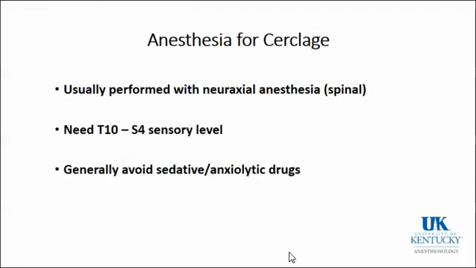Finally, anesthesia for cerclage is another topic I was supposed to cover. As most who've been on OB know, this is generally performed with neuraxial anesthesia, usually a spinal, because of concerns for the mom in terms of general anesthesia as well as avoiding drug exposure of the fetus. For a cerclage, you essentially need a T10 to S4 level. They're working down around the perineum, so you want the sacral nerves to be blocked. However, when they start pulling on that cervix, remember the innervation of the uterus and the cervix is T10 to L1. So you want a block that goes T10 to S4.